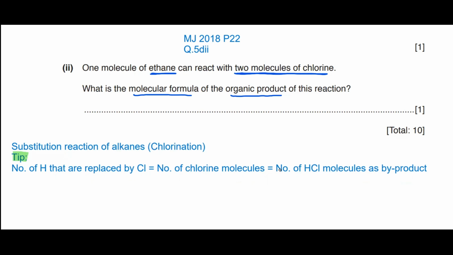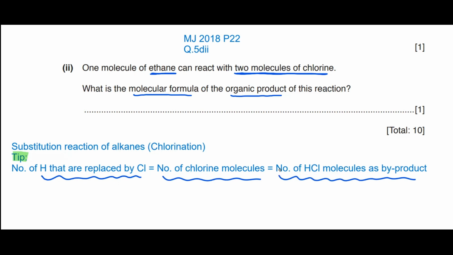This tip is related to substitution reaction of alkanes, in which hydrogen atoms of an alkane are replaced by Cl atoms. The tip is: the number of hydrogen atoms that are going to be replaced by Cl atoms is equal to the number of chlorine molecules, that is our second reactant, which is further equal to the number of HCl molecules that are formed as byproduct. Let's write its chemical equation.